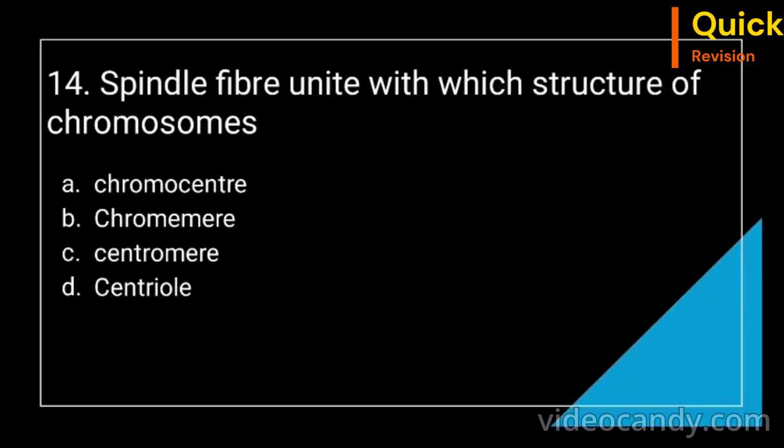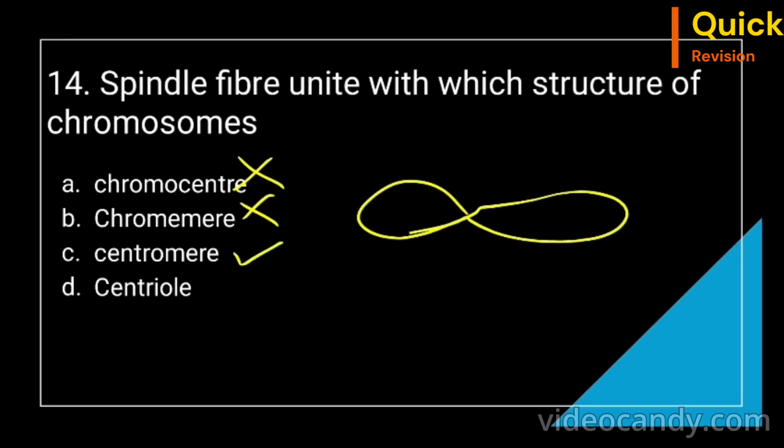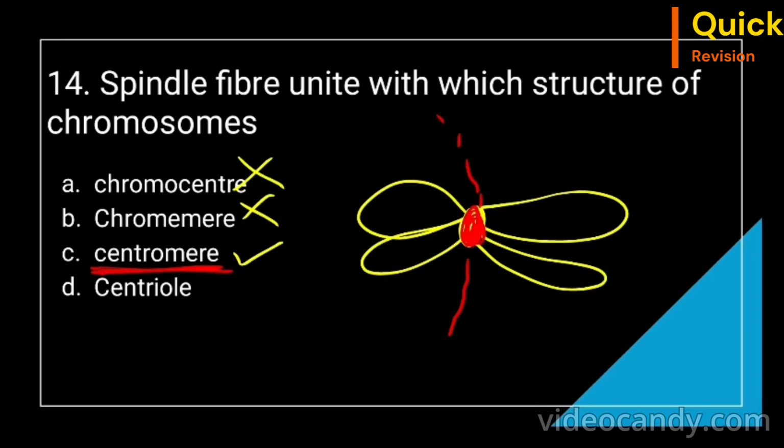Next question. Spindle fiber unites with which structure of chromosome? This is very easy. Chromosometer? No. Chromomere? No. Centromere? Centromere is the correct answer. We know that we have a chromosome here. In the center of the chromosome we have a structure called centromere, where the spindle fibers from the centriole come and join on either side, right? So this structure is what we call the centromere.